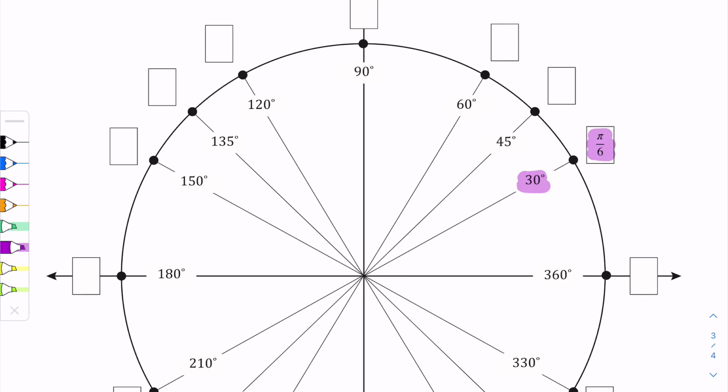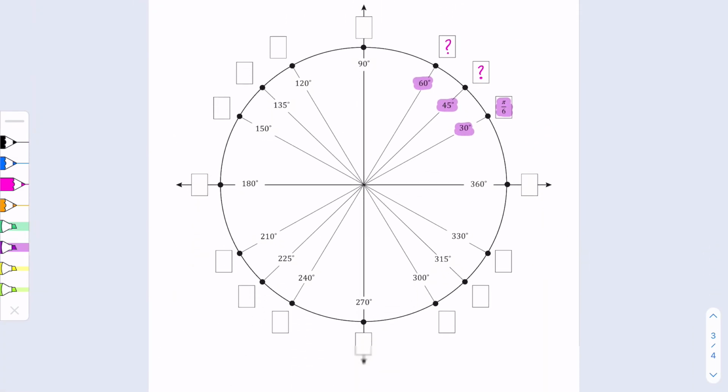So working around the unit circle, next we would be looking at 45. So if we were to convert that to radians, what would our solution be? Then we have 60. I want to know what the radian measure is. So fill in every open box on this unit circle by converting the degrees to radians.